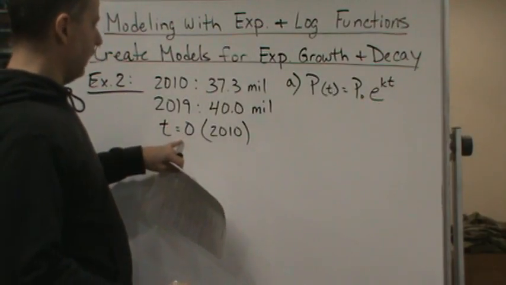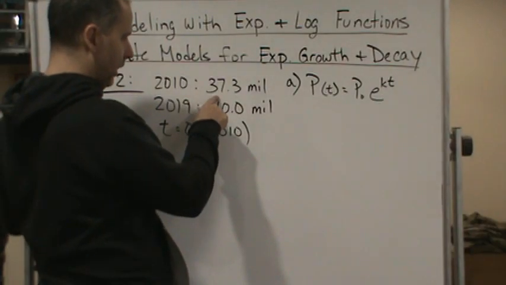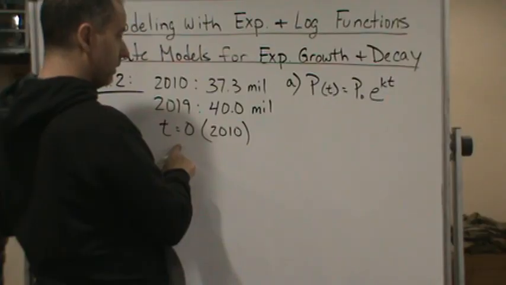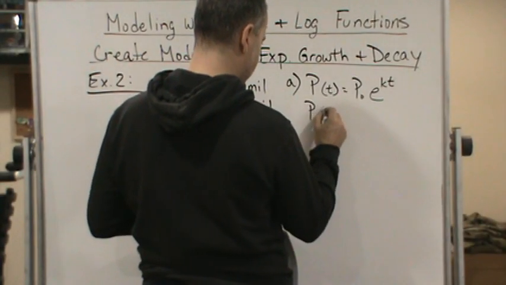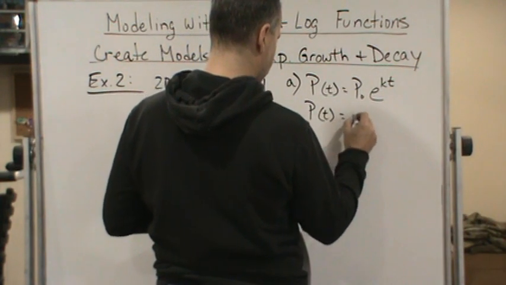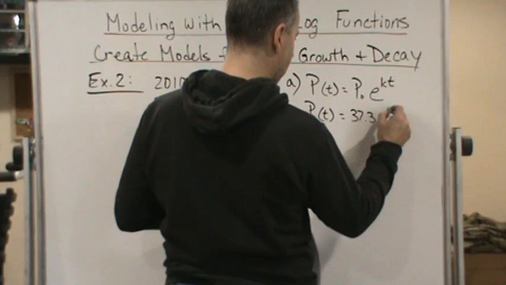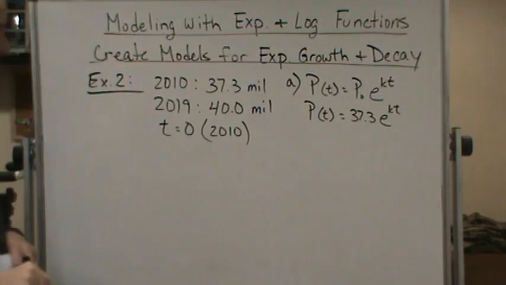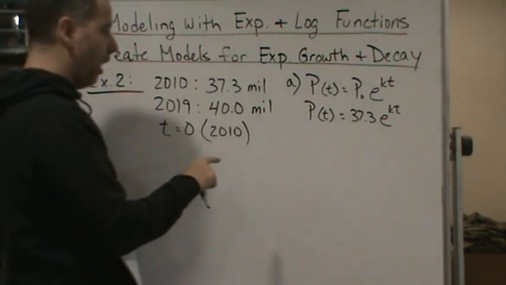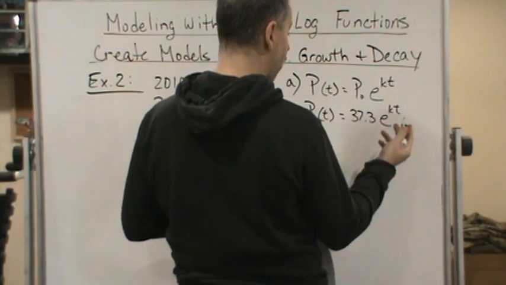So that means what? The initial population is going to be the 2010 population. That's all we can fill in right now. So it's going to be P of t is equal to 37.3 e to the kt, right? But we don't know what the constant is, okay? So we know what P naught is going to be, but we don't know what the constant is going to be. So let's solve for the constant.